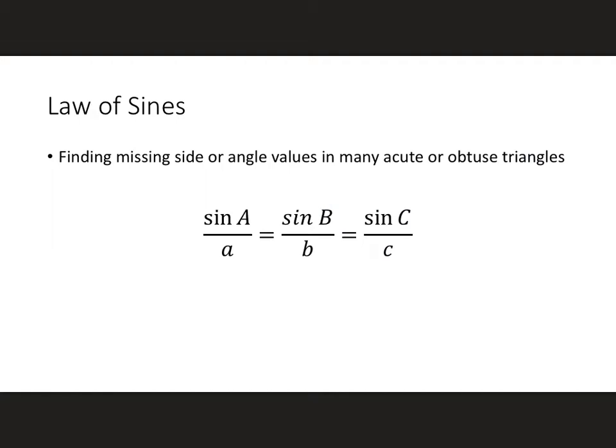The law of sines is a proportion that allows you to find the missing side or angle values in many acute or obtuse triangles. The law of sines states that the sine of angle A in a given triangle divided by the length a will be proportional to both the sine of angle B divided by side b and the sine of angle C divided by side c.